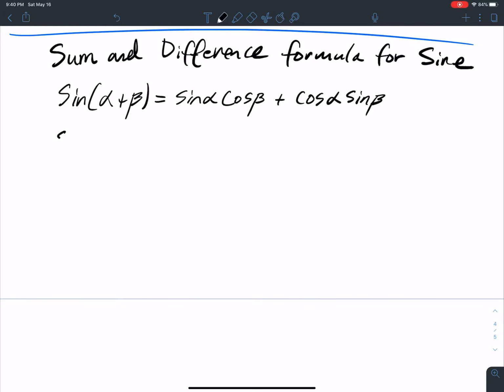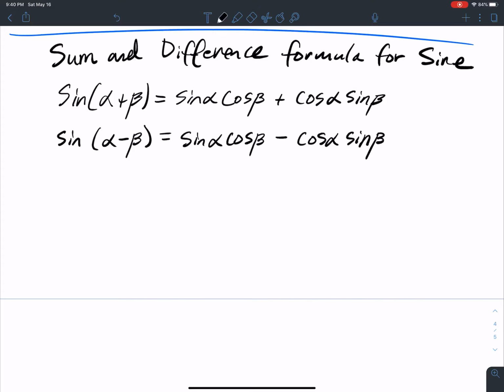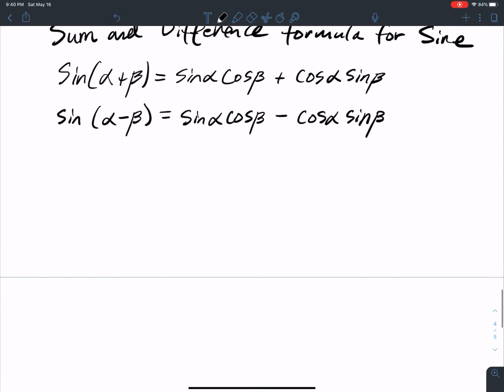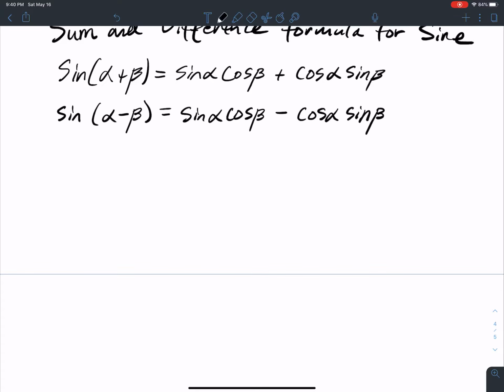And then the sine of alpha minus beta is equal to the sine of alpha times the cosine of beta minus the cosine of alpha times the sine of beta. Okay? So how are we going to prove this? Well, let's use our identity that we found with the coterminal.